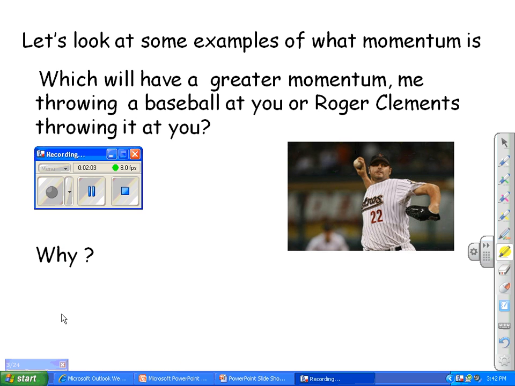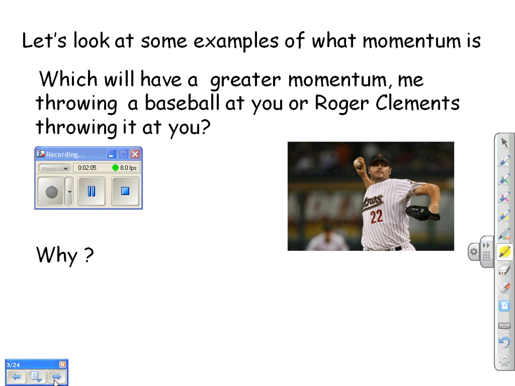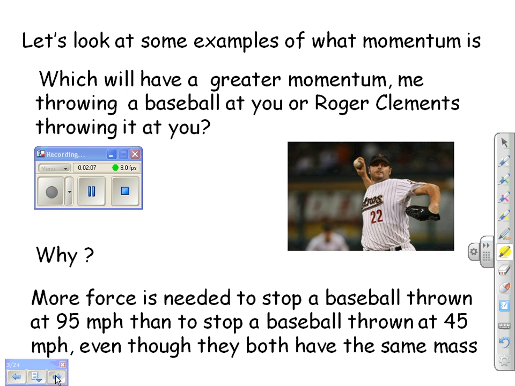Why would it be that Roger Clemens's ball has more momentum than mine? That is because it's going to take more force to stop his. Obviously his is going to be thrown at about 95 miles per hour, and mine might be thrown at 45 miles per hour, if that. Okay. So even though we'd both be throwing a baseball, which has the same mass, his is going to have more motion to it, and so it's going to have more momentum.